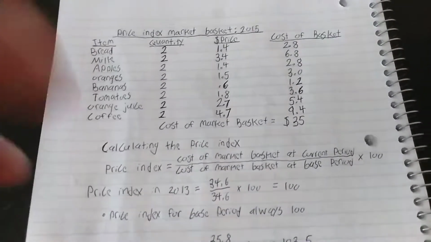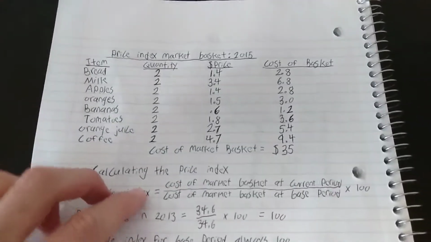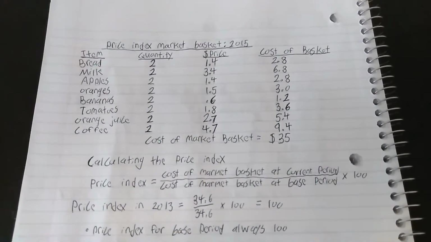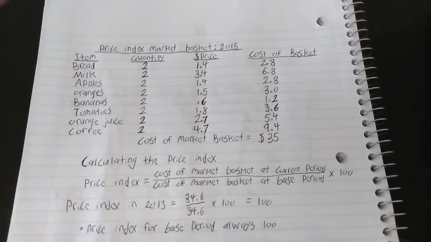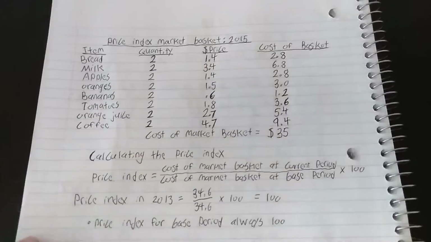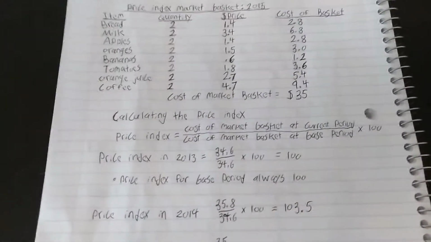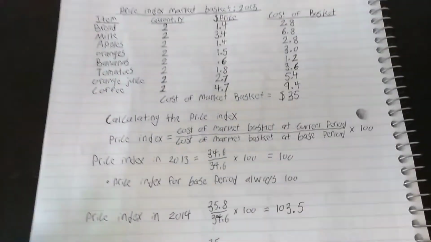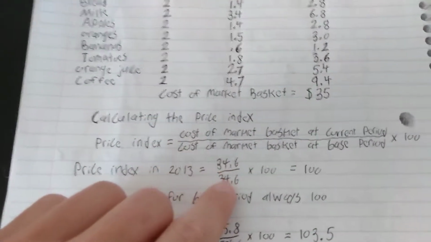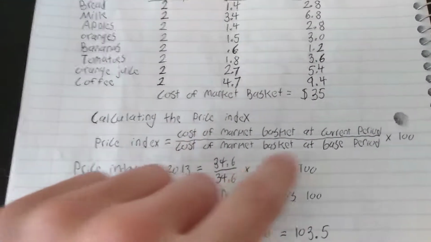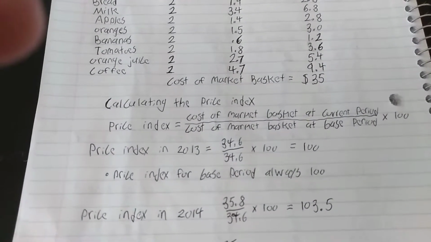Here is the formula. Price index is going to be the cost of the market basket in the current period over the cost of the market basket at the base period times 100. Quick example of this is to use the base period. That's 2013. The number we get for the overall market basket was 34.6. So you would do 34.6 over 34.6 times 100, which is going to be 100. The price index for a base period will always be 100.